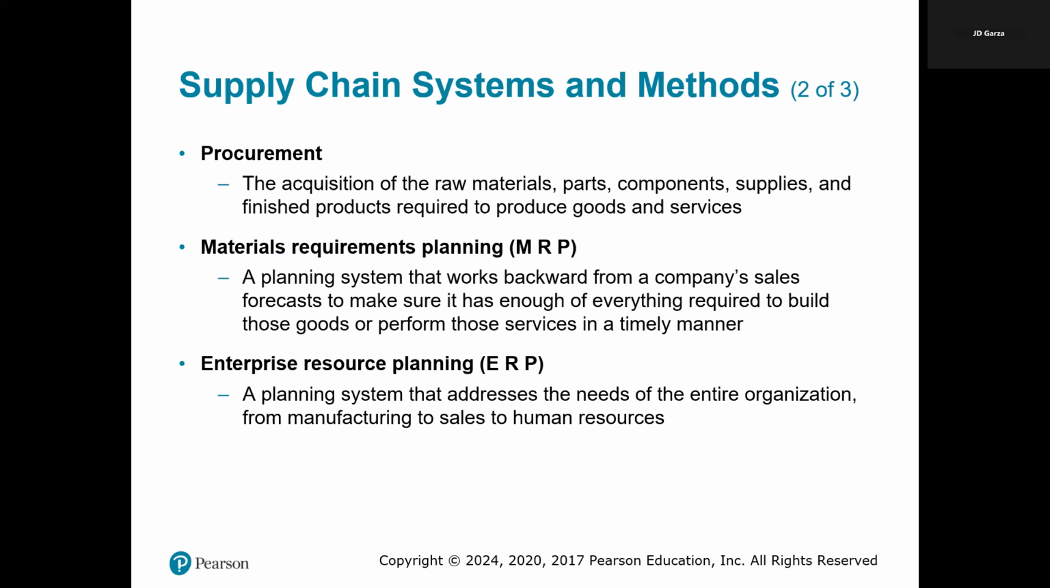Now that we've gone through those, we're going to dive right into the three crucial methods that are used to enhance supply chain efficiency. That's procurement, material requirements planning, which is known as MRP, and enterprise resource planning, which is ERP. Now, keep in mind that each of these plays a unique role in ensuring that businesses have the necessary resources and systems to maintain production flow and meet customer demand.